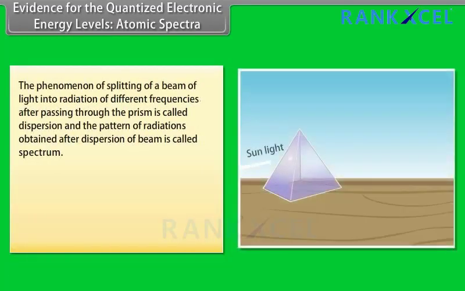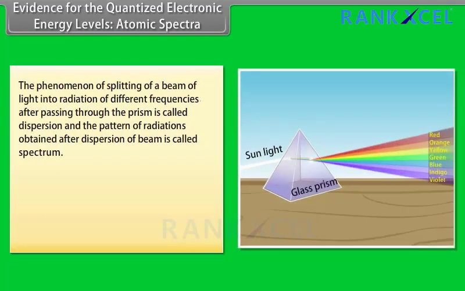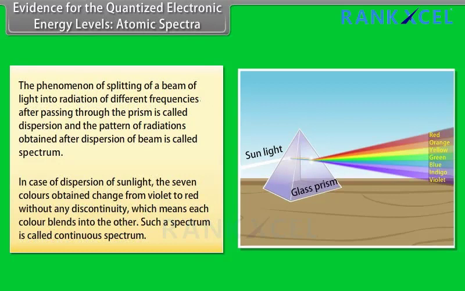Evidence for the quantized electronic energy levels. Atomic spectra. The phenomenon of splitting of a beam of light into radiation of different frequencies after passing through a prism is called dispersion, and the pattern of radiations obtained after dispersion of the beam is called a spectrum. In the dispersion of sunlight, the 7 colors obtained change from violet to red without any discontinuity, which means each color bends into the other. Such a spectrum is called a continuous spectrum.